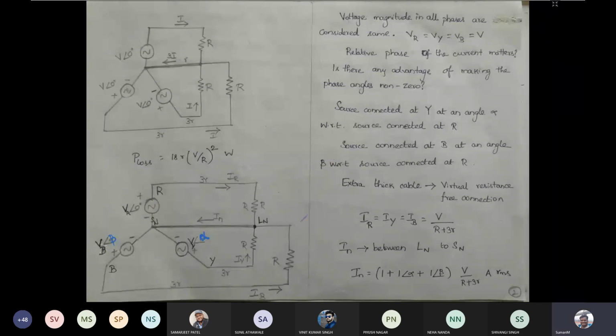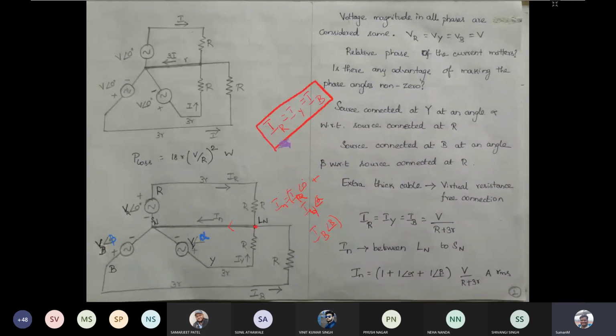So now the current flowing through this neutral, if you apply KCL at this node, can be given by IN is equal to IR angle 0 degree plus IY angle alpha plus IB angle beta. So now this is a balanced system. For a balanced system, IR is equal to IY is equal to IB. The magnitudes of IR, IY, IB are all the same.